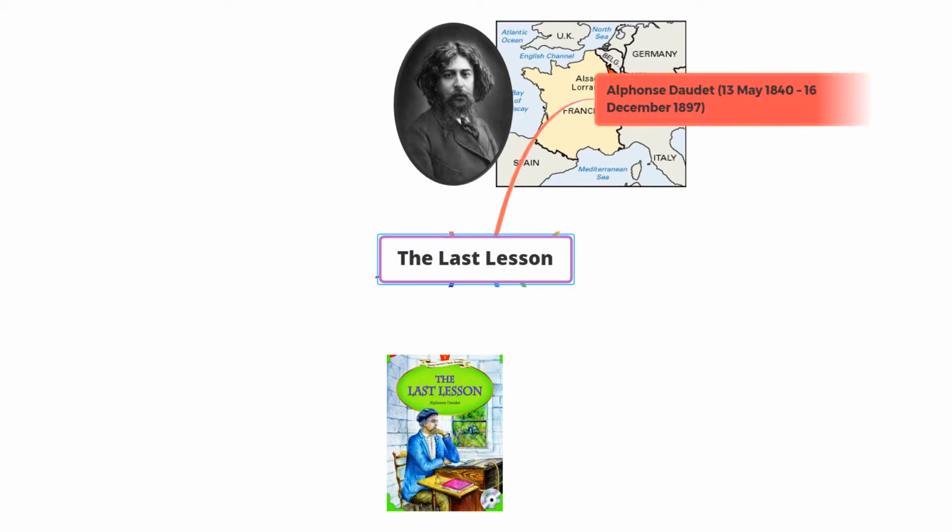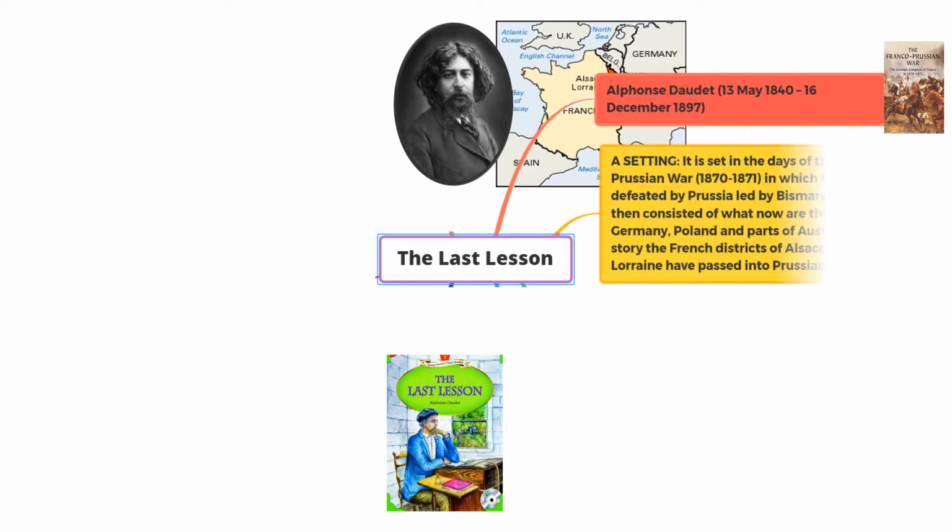Alphonse Daudet (1840 to 1897) was born in Nimes, southern France. He was a French novelist and a short story writer. He wrote his first novel at the age of 14. His works are marked by realism and pathos. He died in 1897 at the age of 57.